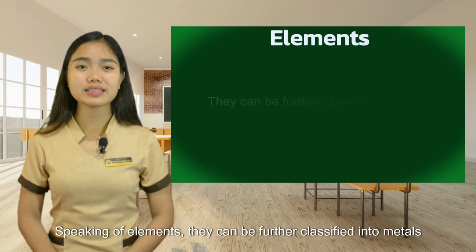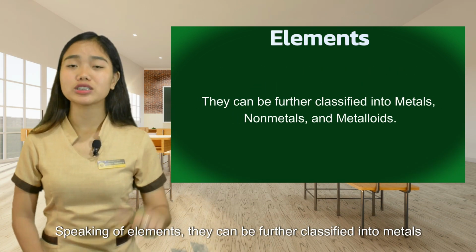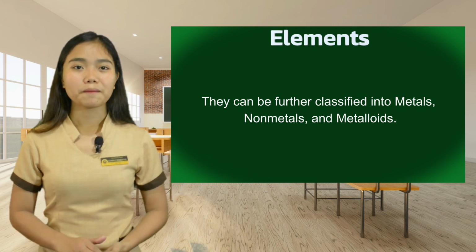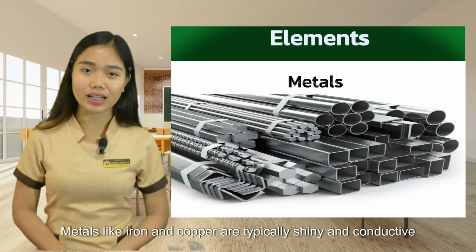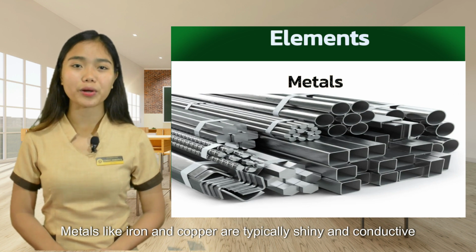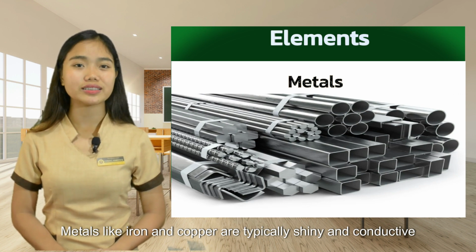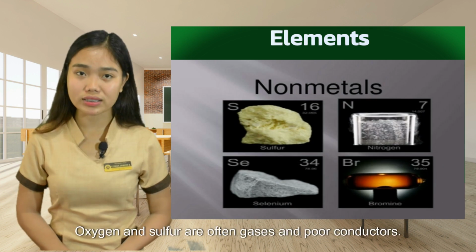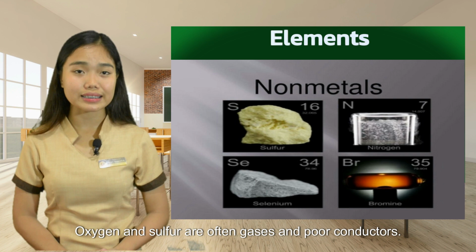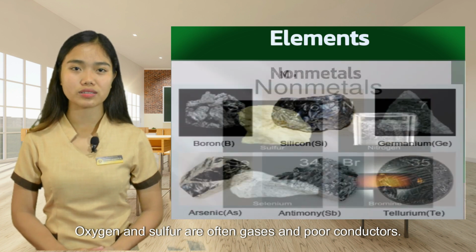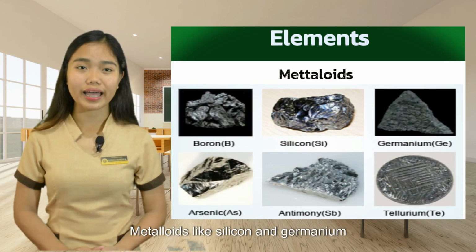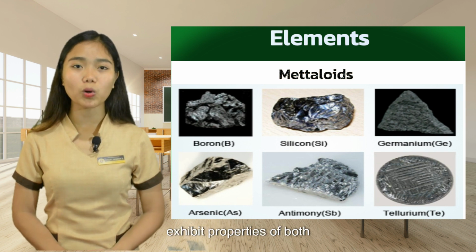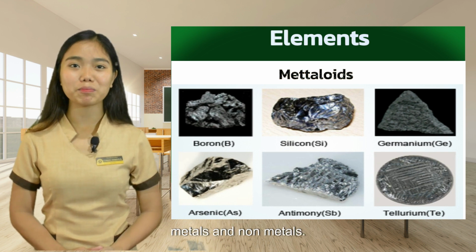Speaking of elements, they can be further classified into metals, nonmetals, and metalloids. Metals, like iron and copper, are typically shiny and conductive. Nonmetals, such as oxygen and sulfur, are often gases and poor conductors. Metalloids, like silicon and germanium, exhibit properties of both metals and nonmetals.